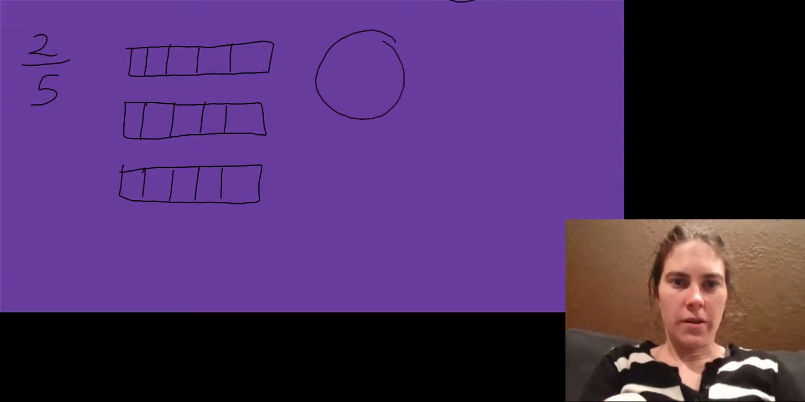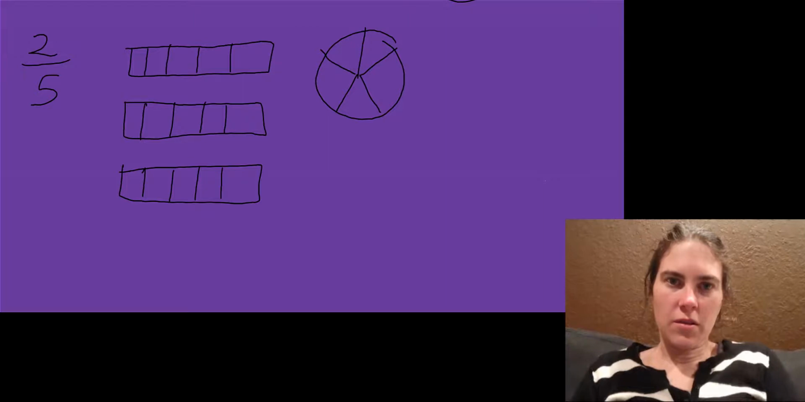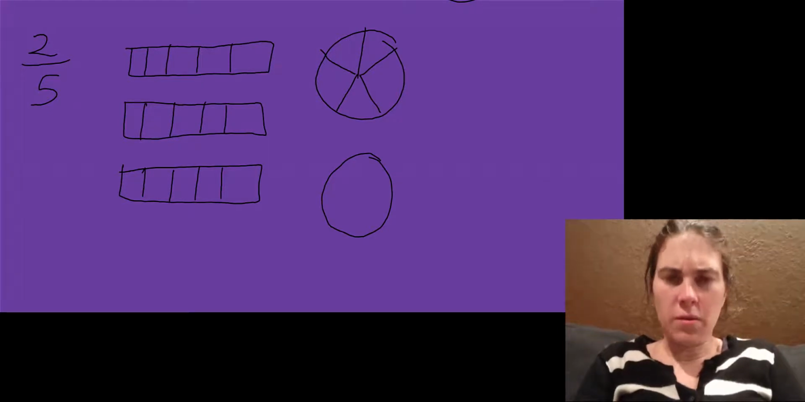Drawing a circle with fifths I find quite frustrating. 1, 2, 3, 4, 5, like that. Oh, actually that one wasn't so bad. Although some of those pieces are quite smaller than others, so you have to pretend they're all equal. Unlike real pizza or real pie, sometimes they are just not cut equally.